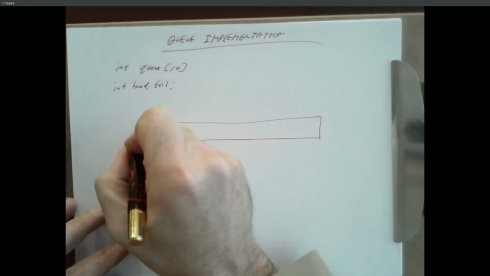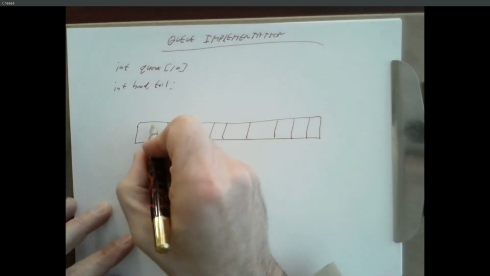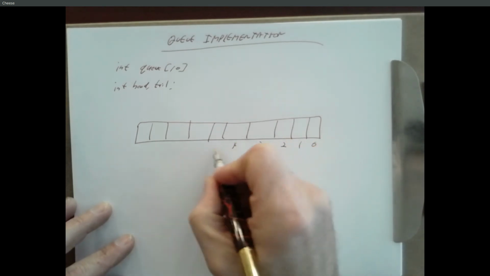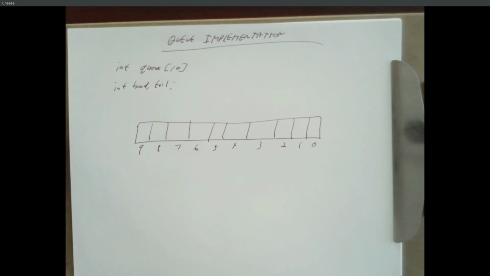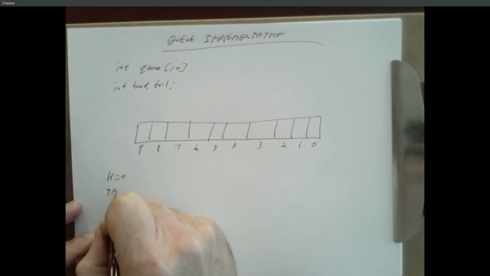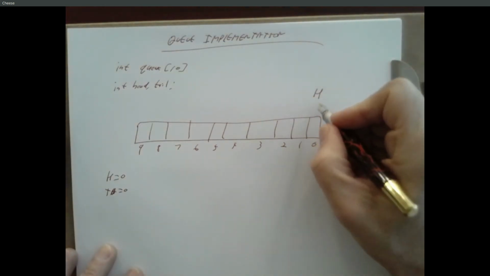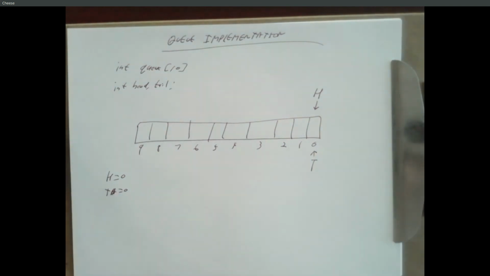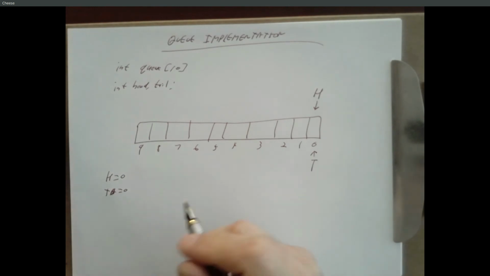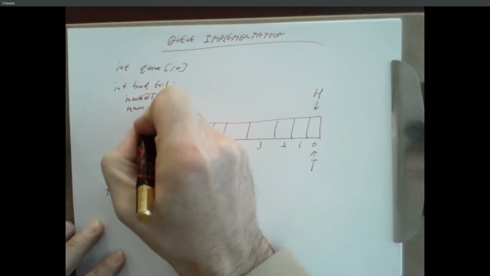And I'm going to draw my queue like this. So there's the 10 elements of the array. And I'm going to initialize my head to 0 and my tail to 0. And I'm going to draw them like this. Okay, so we insert at the tail, we remove at the head.